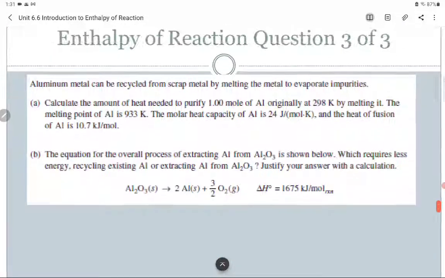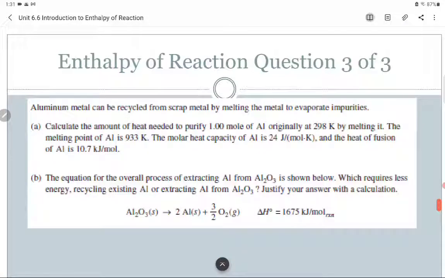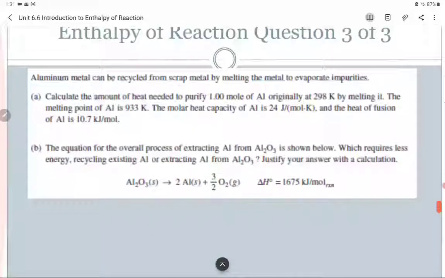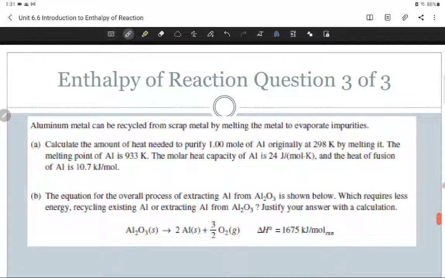And this is our last question. I think it's our last question. Yeah, and the answers are already there, but let's go through it a little bit. We have 1 mole of aluminum. It's at 298 K. The melting point of aluminum. So it looks like we're going to have to worry about a couple things.